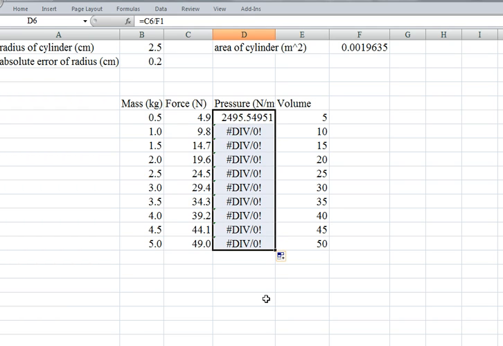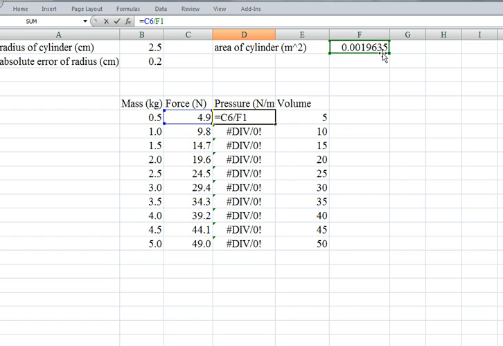Uh-oh, we have a problem. Well, what Excel is doing is, for this value, it's taking 4.9 and dividing by 0.0019635. But for the next value, if you look at this, it's trying to take 9.8 and divide by something that isn't here. So Excel thinks that there's a pattern where the area is going to be in F1 and then F2, then F3 and so on.